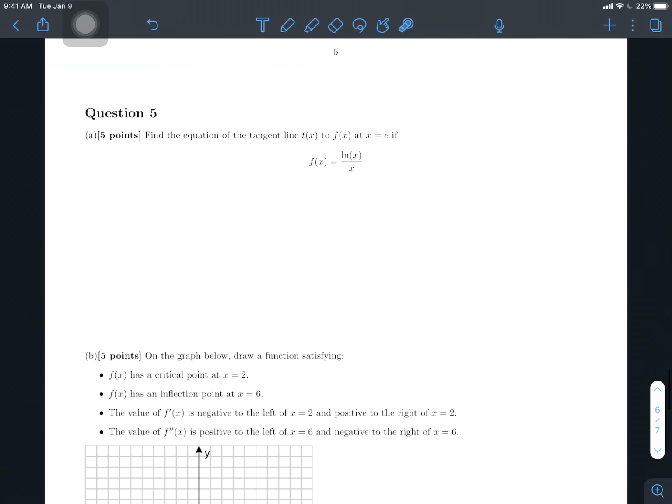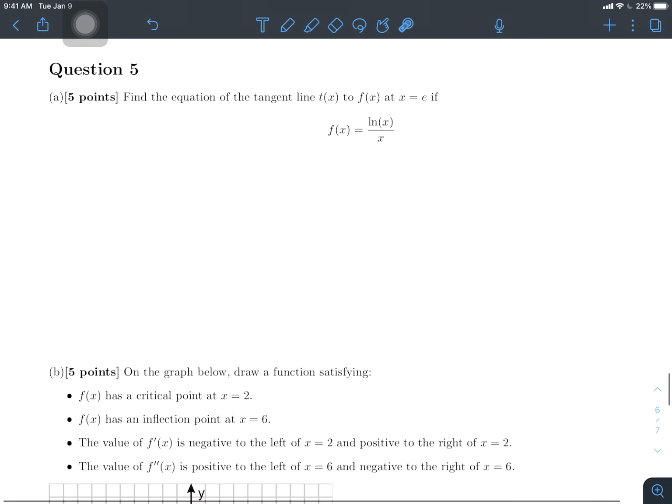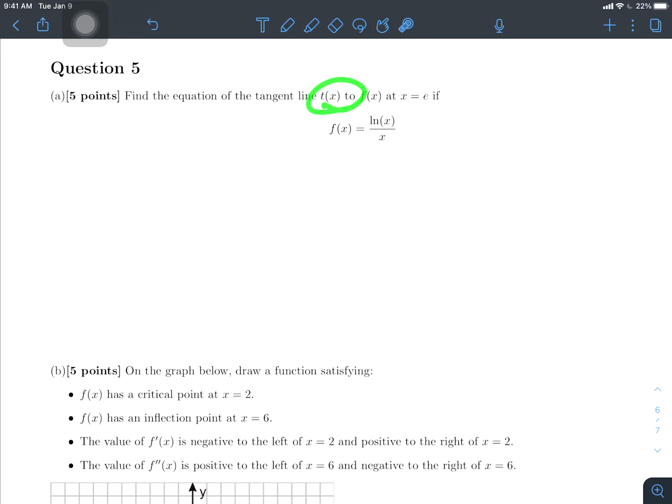Okay, so for the next part, question 5, we're supposed to find the equation of the tangent line. Okay, so that's almost definitely going to show up on the exam, okay? Equation of the tangent line to a function at x equals something. In this case, the a value is just the number e, okay? And the function is f of x equals ln of x over x. So the first thing I like to do is to write down what the equation of the tangent line is. So it's f of a plus f prime of a times x minus a. And in my particular circumstance, the number a is e.